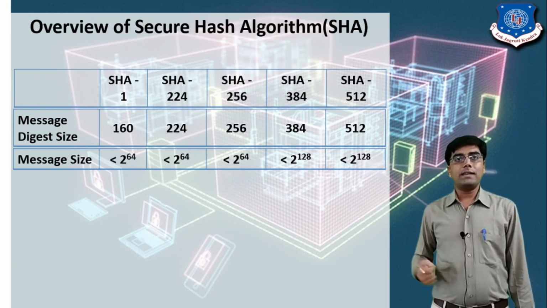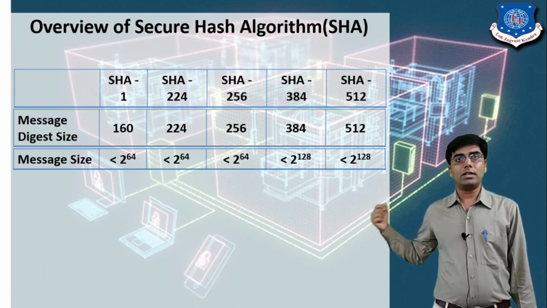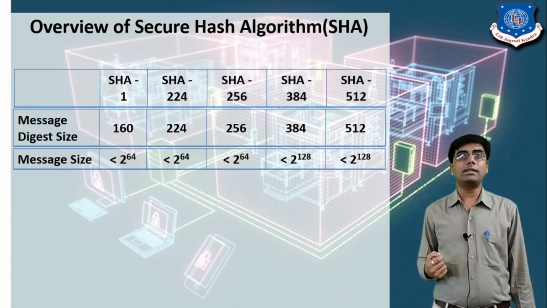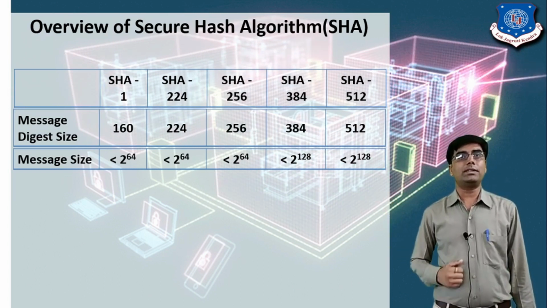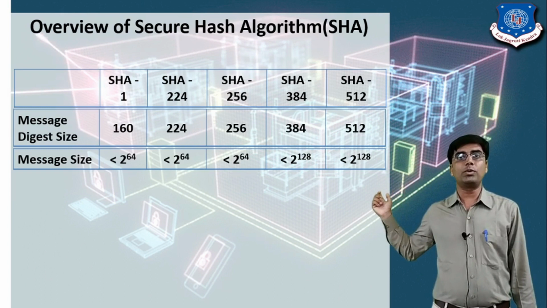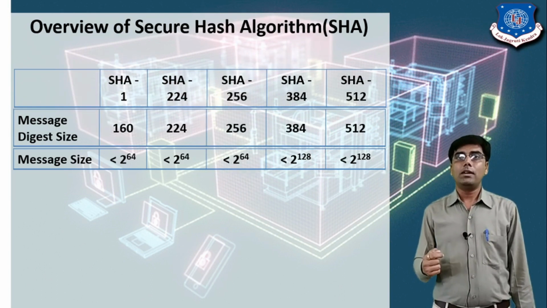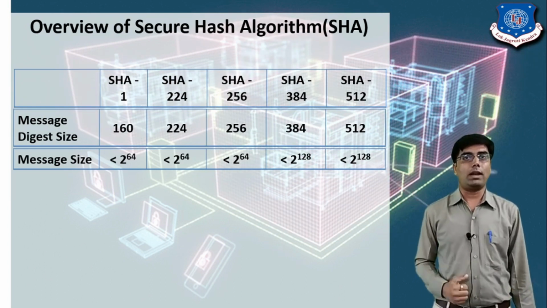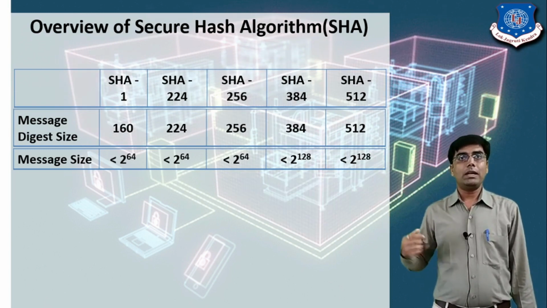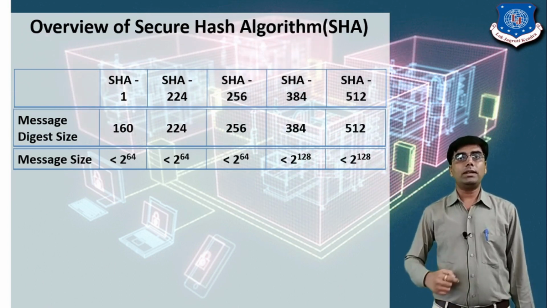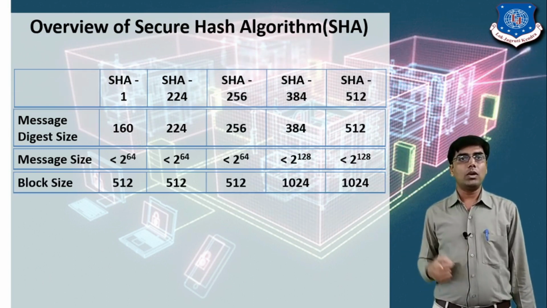If our output size is 224, the algorithm is called SHA224. If our output size is 256 bits, we call it SHA256. Finally, if our output is 512 bits, we call it SHA512. So these are the various variants available in the secure hash algorithm. Here this is the message digest size, and in the row below, the message size.